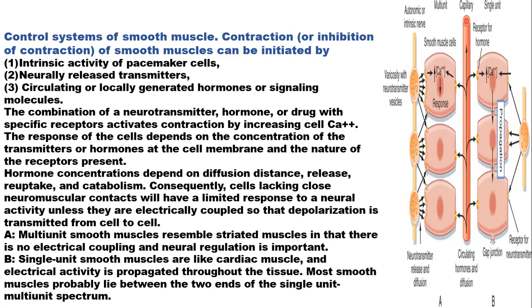Now you can see the pictures A and B. A is multi-unit smooth muscle, which resembles striated muscle. In that there is no electrical coupling and neural regulation is important. So there is no electrical coupling present in this multi-unit smooth muscle. Single-unit smooth muscles are somewhat like cardiac muscles, and electrical activity is propagated throughout the tissue by the gap junctions. Most smooth muscles probably lie between the two ends of the single and multi-unit spectrum. That is, there will be mixtures of both present.